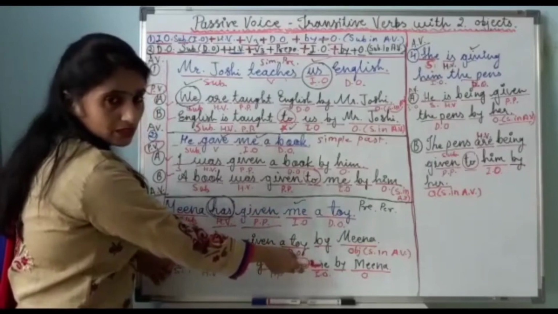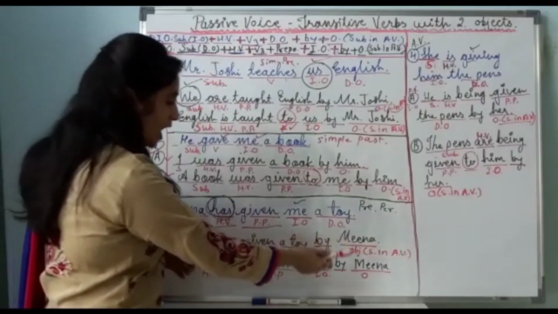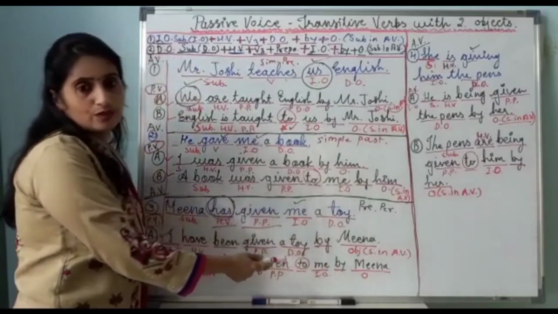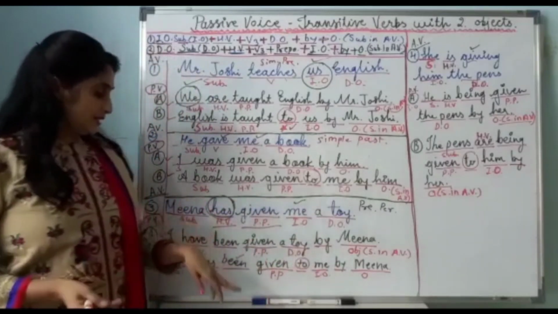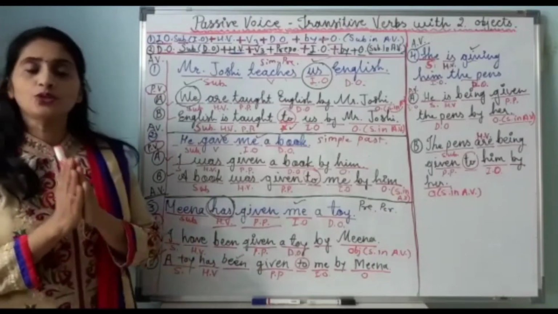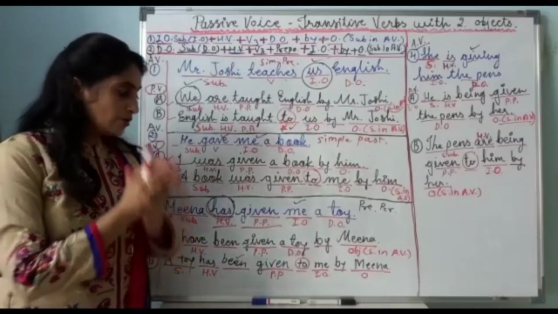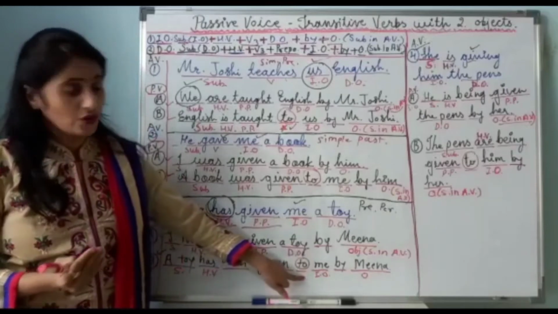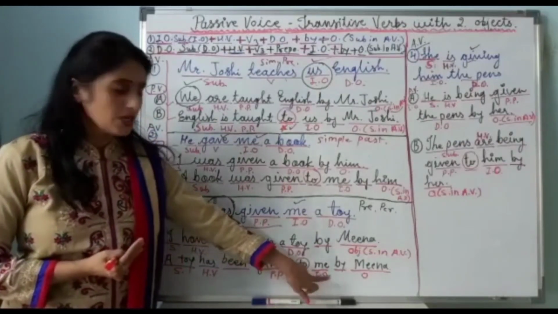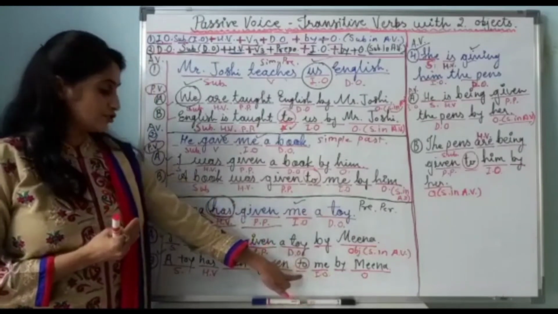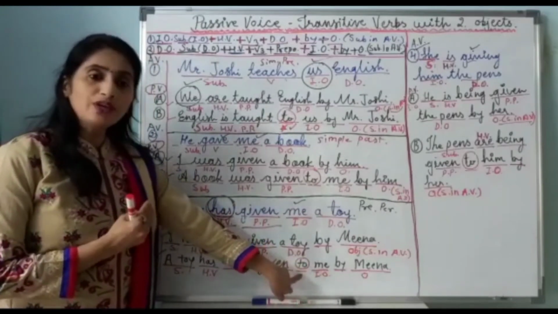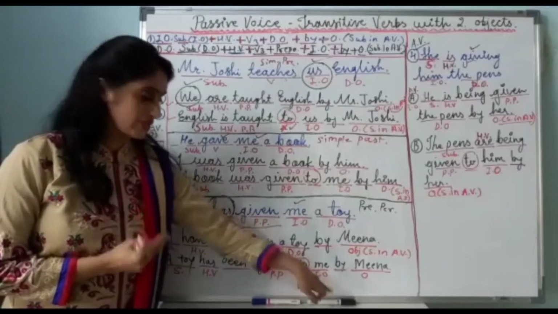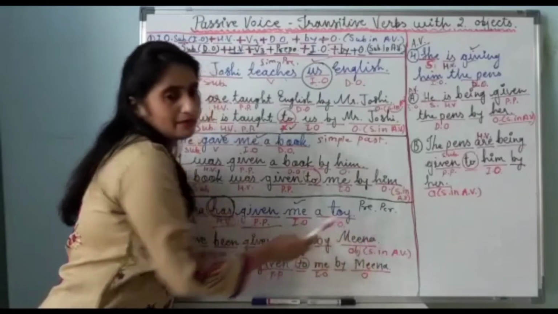It is given to me. Okay, it has been given to me, and so we have to make use of to. Whenever the direct object is used as the subject, we have to make use of an appropriate preposition, to or for, before the indirect object. Here, the appropriate preposition is to, and so we have made use of this before the indirect object. Then what? By, and then Meena.